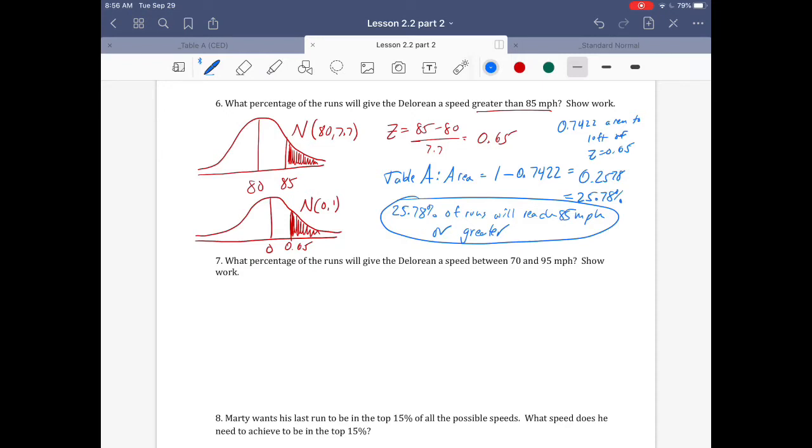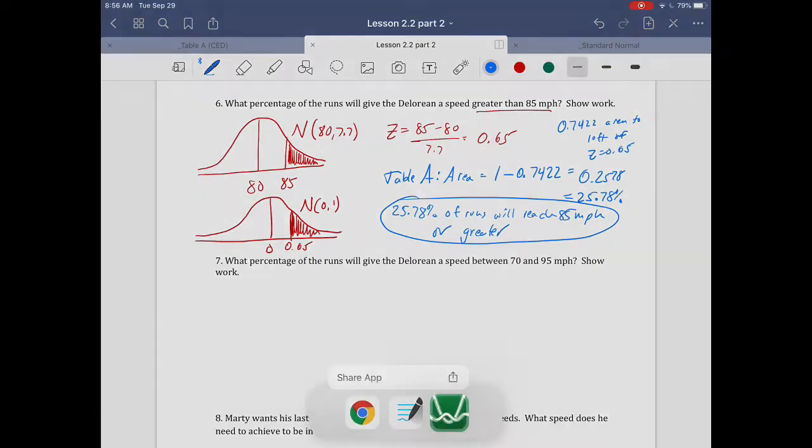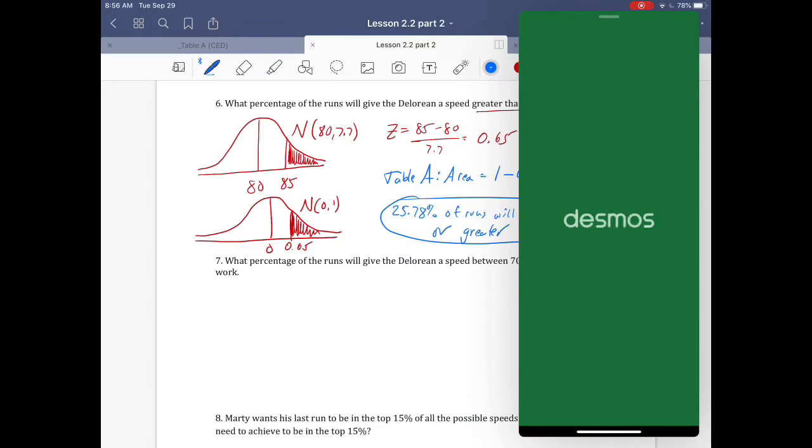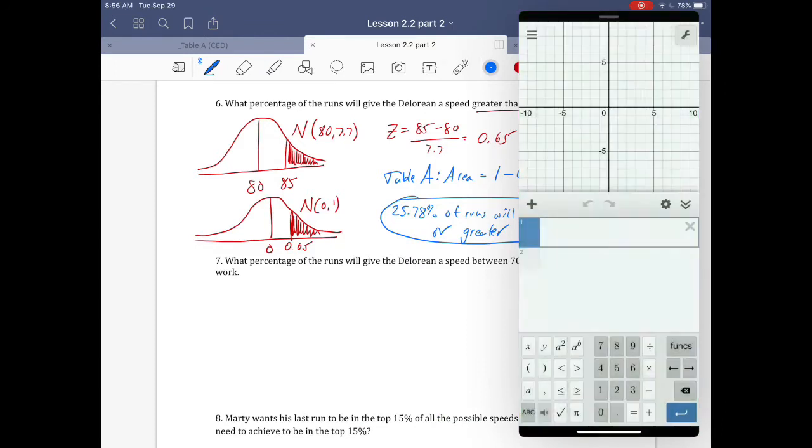Now, let's look at a couple of other ways that you can calculate this 25.78%. First things first, as usual, we can do this on Desmos. So let's learn how to do this on Desmos.